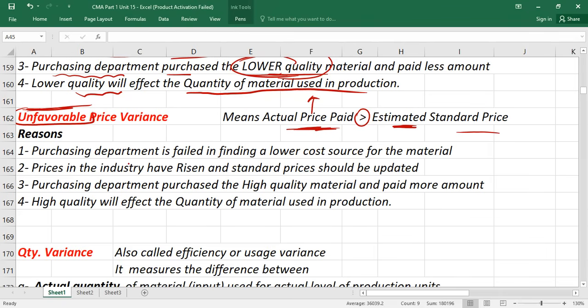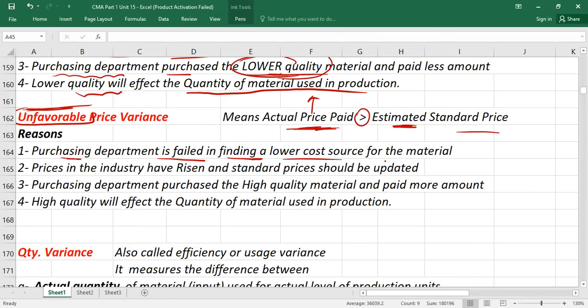The first reason could be that the purchasing department failed in finding a lower cost source for the material. In simple words, maybe your purchasing department is just sleeping. Whenever you ask them to buy material, they blindly buy. They're not taking quotations properly, etc. So this could be the negligence of the purchasing department. That is why you are paying high prices.